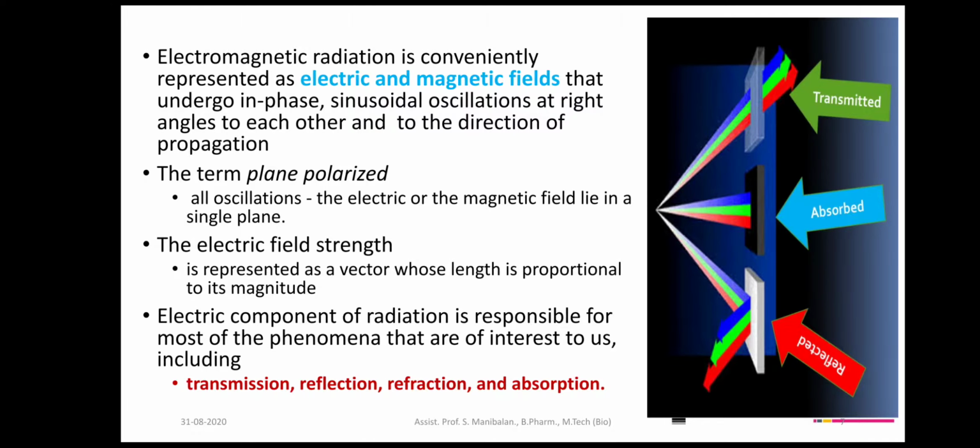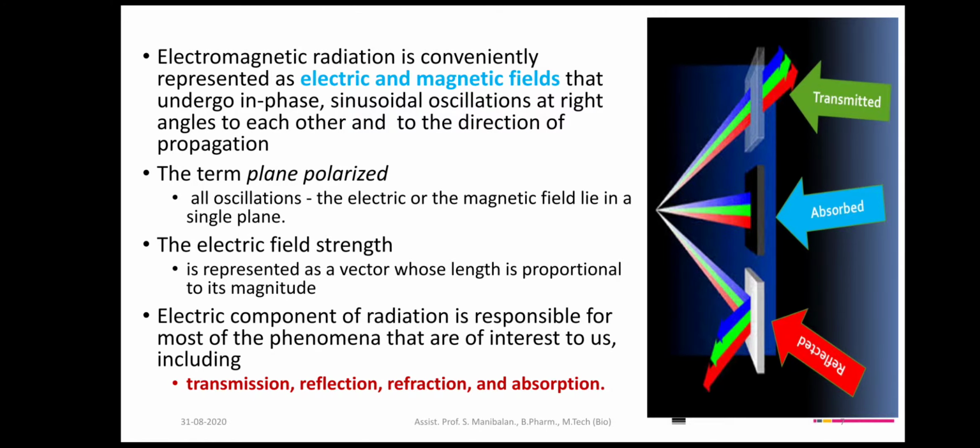Other electric properties include transmission, reflection, refraction, and absorption. We already discussed absorption, which means there are chromophores present in the sample which can easily absorb the light and get excited.